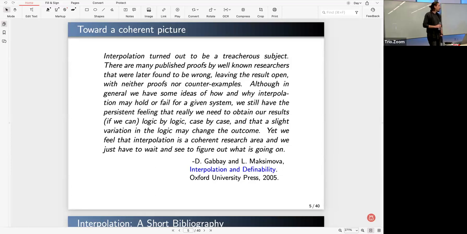So one thing that I would like to convince you of today is that at least in the context of substructural logics, we are really on the precipice of understanding what is going on. We have something starting to approach a coherent picture.